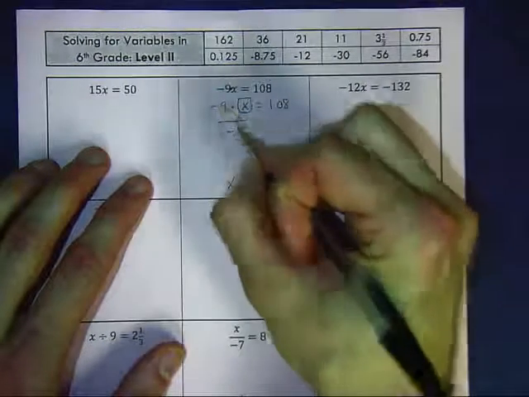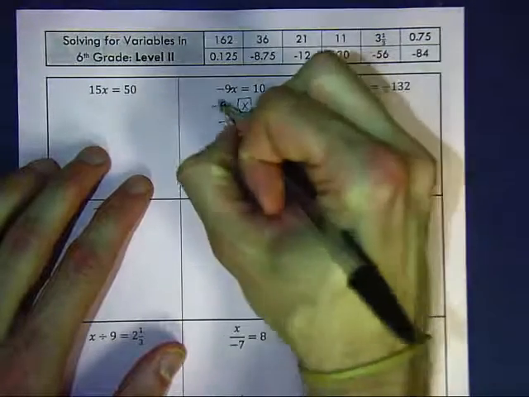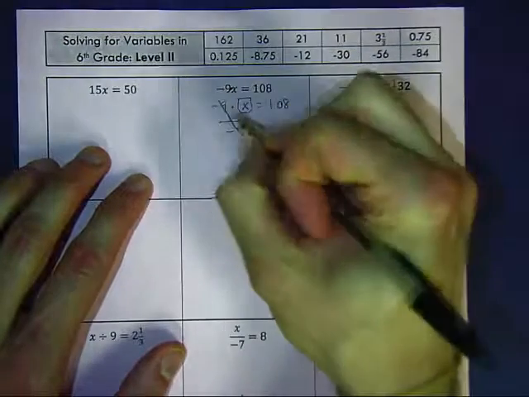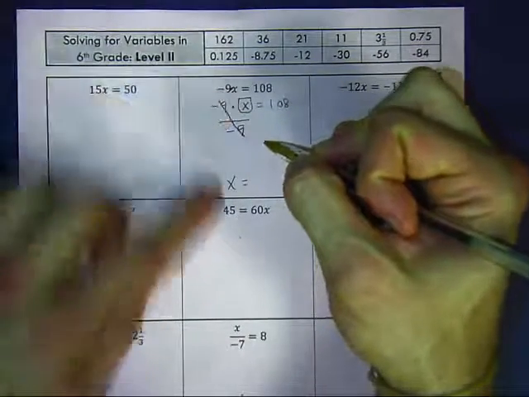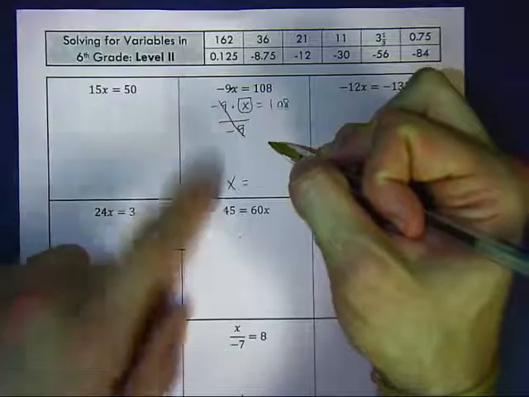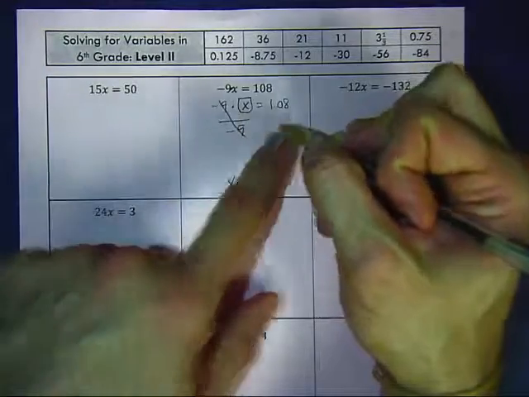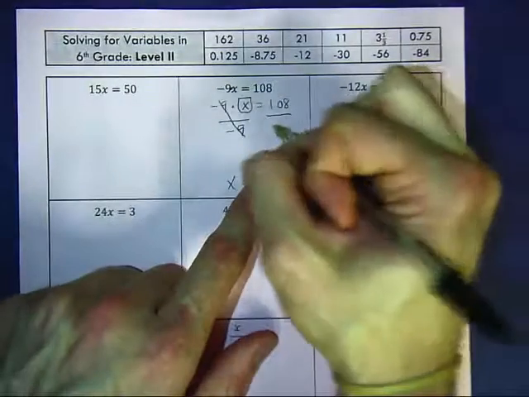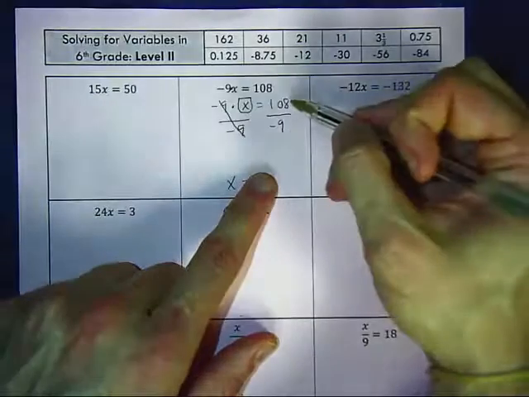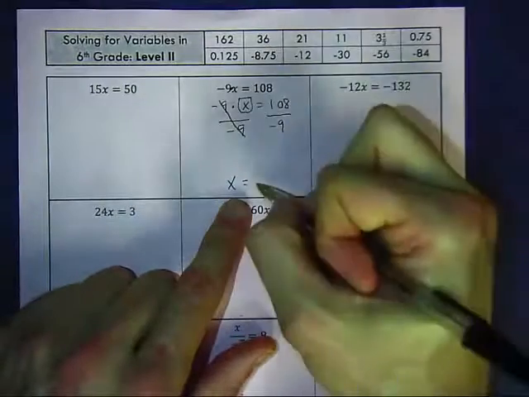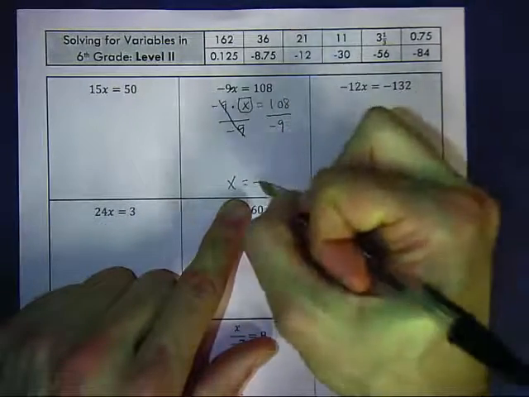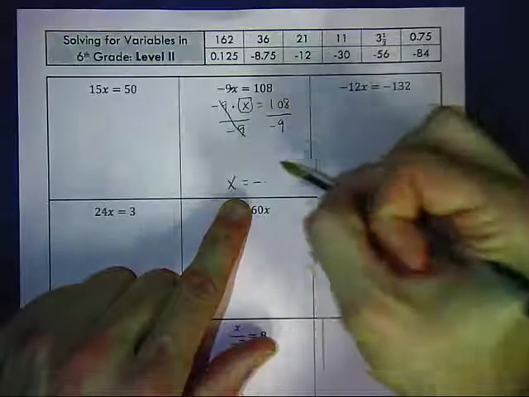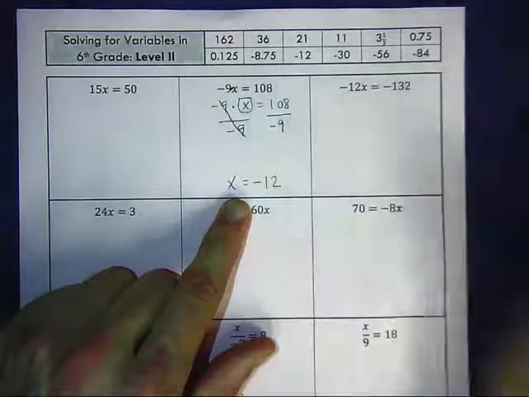If I have negative 9 divided by negative 9, anything divided by itself makes 1, which is what I want. I want 1x. Anything I do to one side, I do to the other. 108 divided by negative 9, positive divided by negative, and 108 divided by 9 is 12.